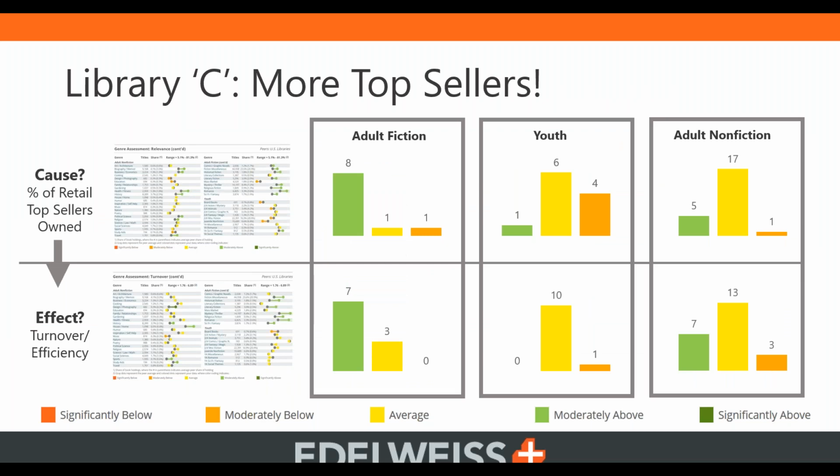We've talked a couple times, Ruth mentioned it, I mentioned it, about the retail top sellers, and we do find some cases where you can actually see the impact of having a greater percentage of the top sellers in the marketplace, again a measure of what the market is interested in, with that turnover or efficiency rating. So here's an example from a library where in the youth and adult nonfiction, most of the categories or genres show up right at the average in terms of the percentage of those titles that are selling in the marketplace, and their turnover is right at the average. But in adult fiction, they're above average. So they are stocking or owning more than the average in these different genres of what's selling, and their turnover reflects that. Not saying that's always the case, but we can see that kind of thing in the data as well.